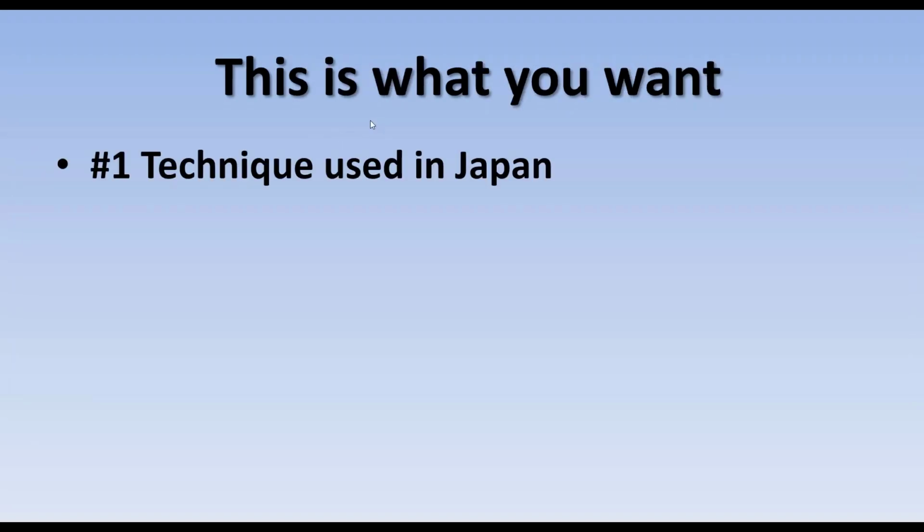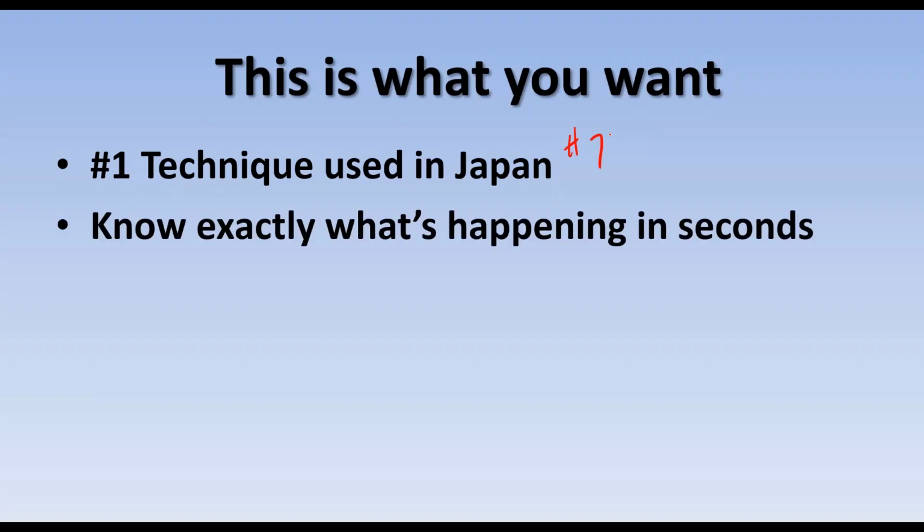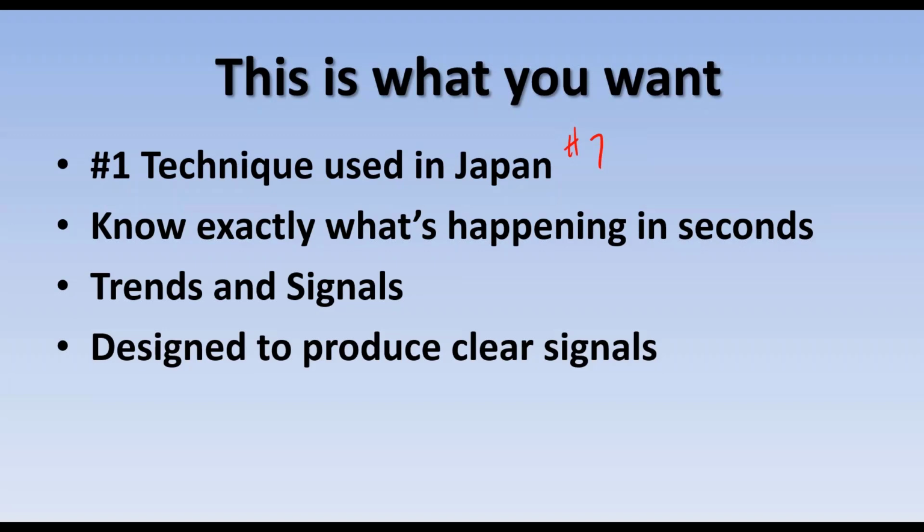So this is what you want. It is the #1 technique used in Japan. There's this #1 best-selling book for 7 years in a row, and this is the #1 technique in that book. You're going to know exactly what's happening in seconds. I don't know if you've ever tried to translate something from Japanese to American to Kentucky redneck, but it takes a little bit of time and it can get quite expensive. So the cool thing about it is you're going to know what's happening on the chart in seconds. It's really easy to use. It's really easy to find trending signals, so you don't have to worry too much about it being really complicated. And like I said, once again, it's designed to produce really clear signals.